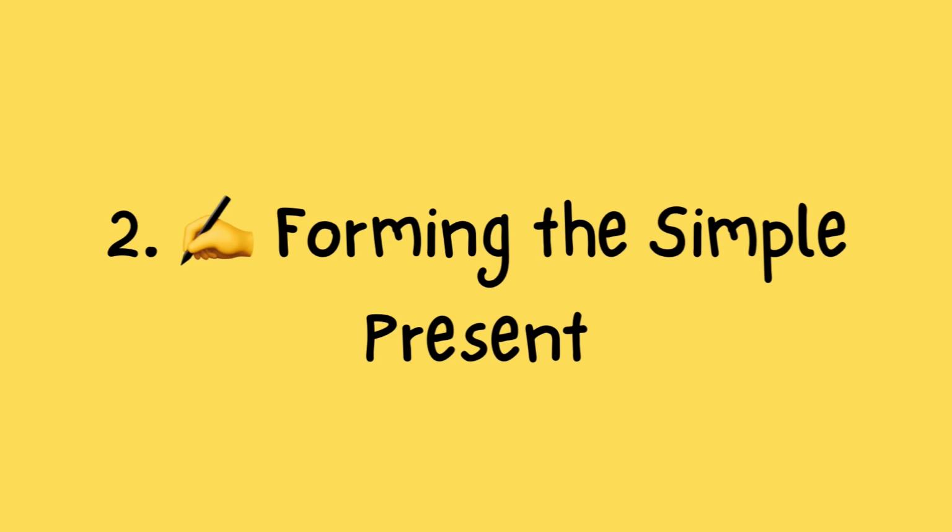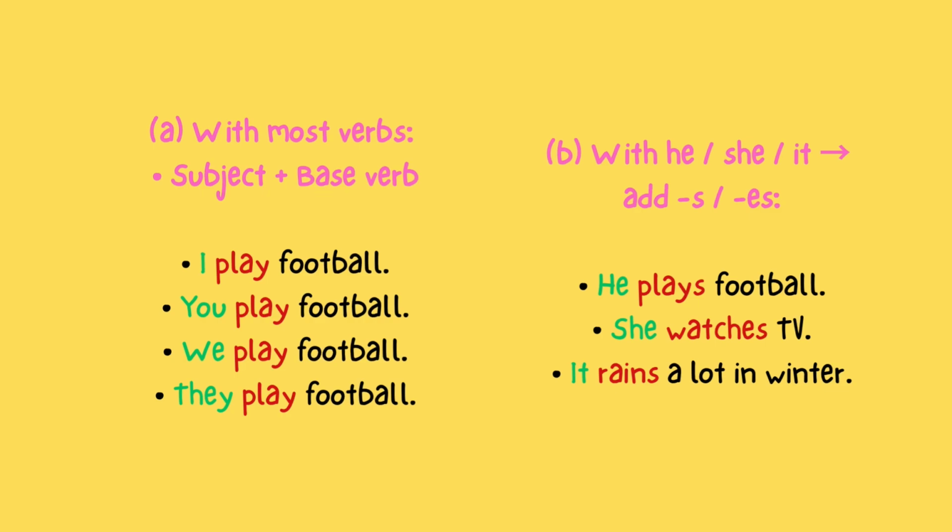Number 2. Forming the simple present tense. So how do we use the verbs in simple present tense? Remember, when our subjects are plural, like I, you, we, they, we use the simple form of the verb. For example, I play football, you play football, we play football, they play football. But when we use the singular subjects like he, she, it, we add s or es at the end of the verbs, like he plays football, she watches TV, it rains a lot in winter.